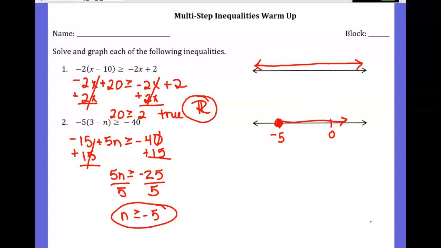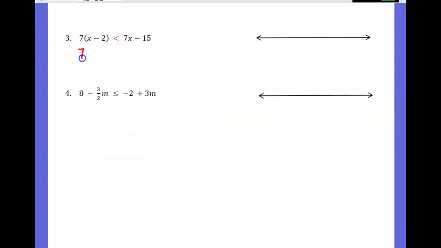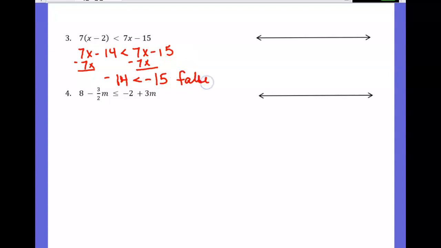Okay, looking at number 3. We distribute: 7x minus 14 is less than 7x minus 15. All right, we subtract 7x from both sides, and when we do that, we're left with negative 14 is less than negative 15. Well, that's a false statement because negative 14 is actually greater than negative 15. Since it's false, we know we have no solution, or the null set. And we can't graph anything if there's no solution, okay? So that would be an example of no solution.